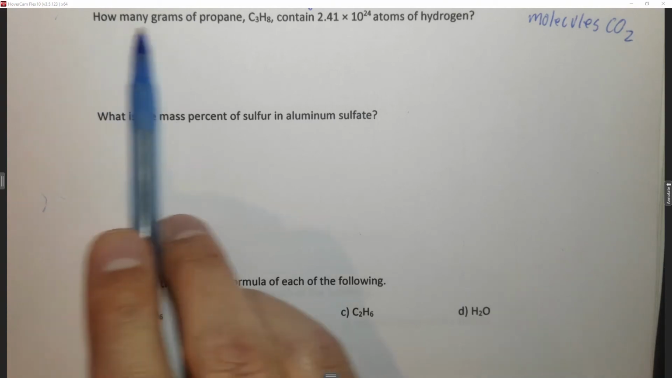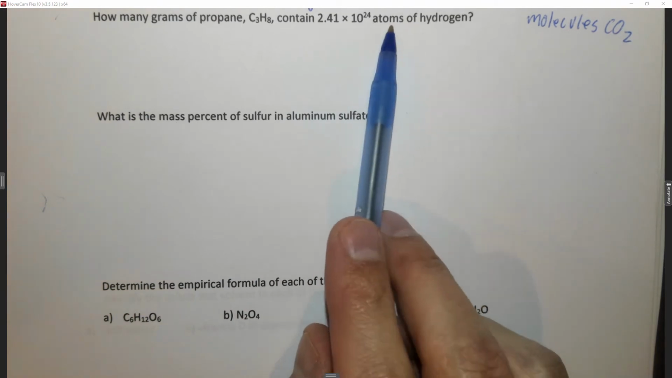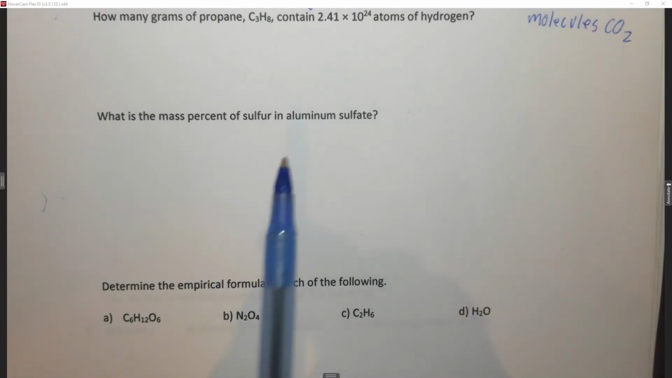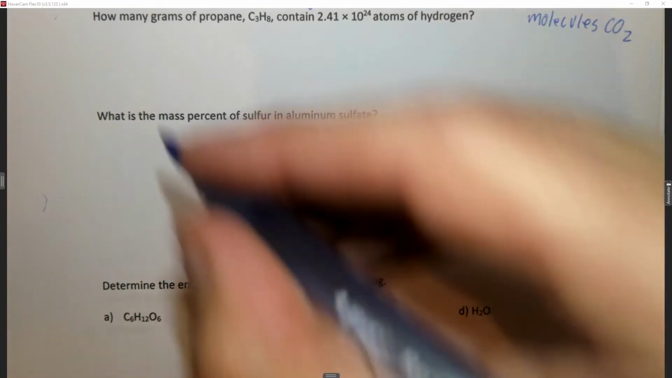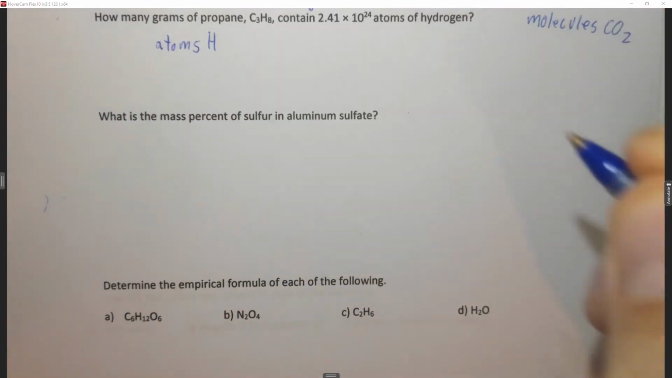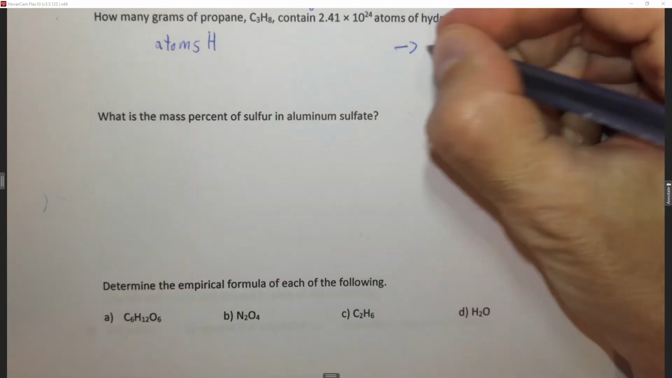This question says, how many grams of propane, C3H8, contain 2.41 times 10 to the 24 atoms of hydrogen? In order to answer this, it's important to know how to convert from atoms to moles, which was likely covered in a previous question. So in this case, as our plan of attack, we're starting with atoms of hydrogen.